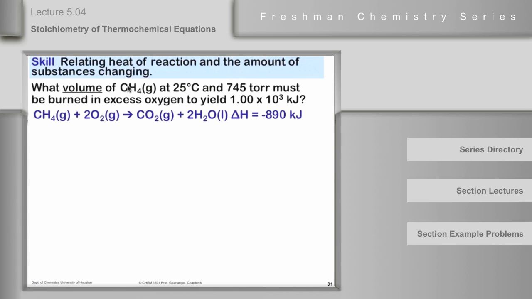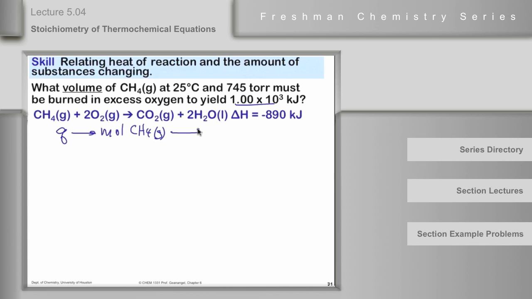What volume of methane at 25 degrees Celsius and 745 torr must be burned in excess oxygen to yield 1 times 10 to the third kilojoules? Okay. As I think about this, again, I'm going to start with Q, the amount of heat that we're looking for here. And then I'm going to go from Q to moles of CH4 in pretty much the same way I did in the previous example.